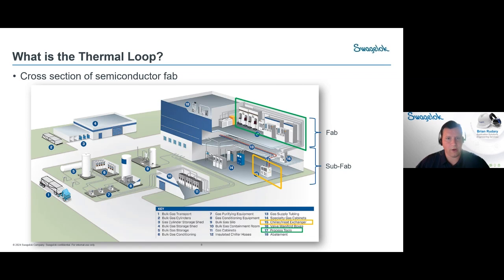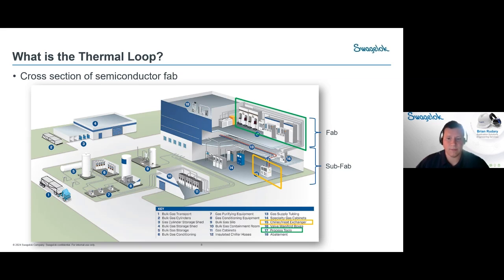Just to share where this thermal loop subsystem is at within the fab site, we've got a nice cutaway here showing the different levels and areas within a fab site. You can see a cross section here with the typical areas, and that the clean room is going to be on the top floor there, the main primary fab floor. And that's where the fab process tools are going to be located and where the wafers are physically processed.